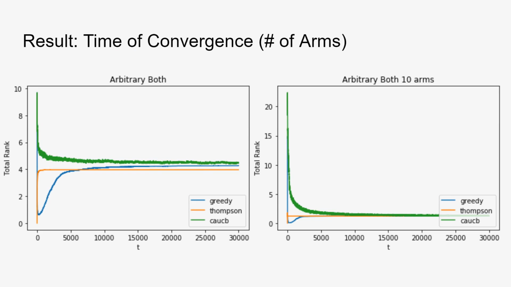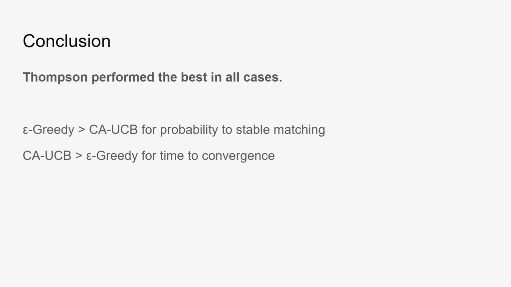Last but not least, as we increase the number of arms, both Greedy and CAUCB converge faster to the optimal solution. In summary, Thompson performed the best in terms of probability of stable matching and time of convergence. Greedy performed better than CAUCB for reliability, and CAUCB performed better than Greedy for time of convergence.